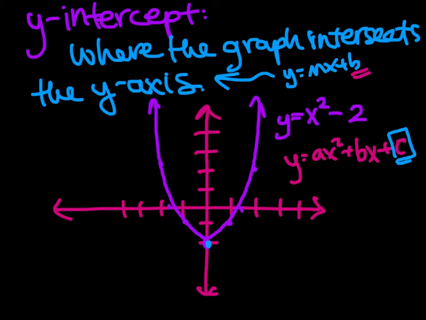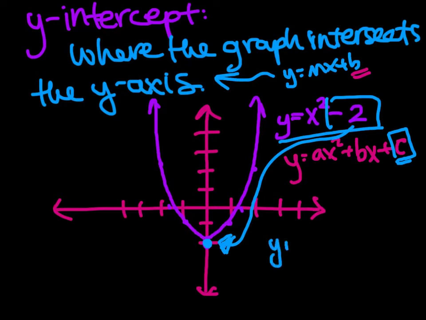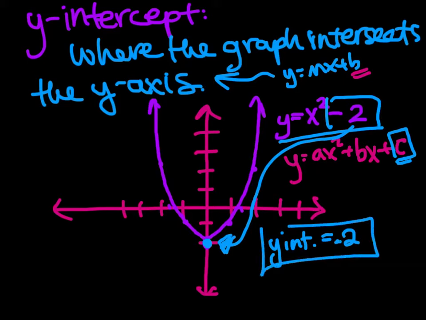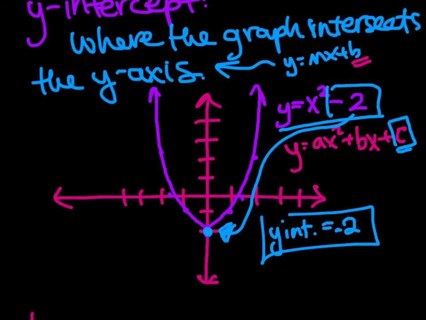So in this example, y is equal to x squared minus 2, we can see that this graph crosses at a negative 2. And so therefore, our y-intercept is equal to negative 2. So that would be potentially an answer if you had to answer what is the y-intercept.